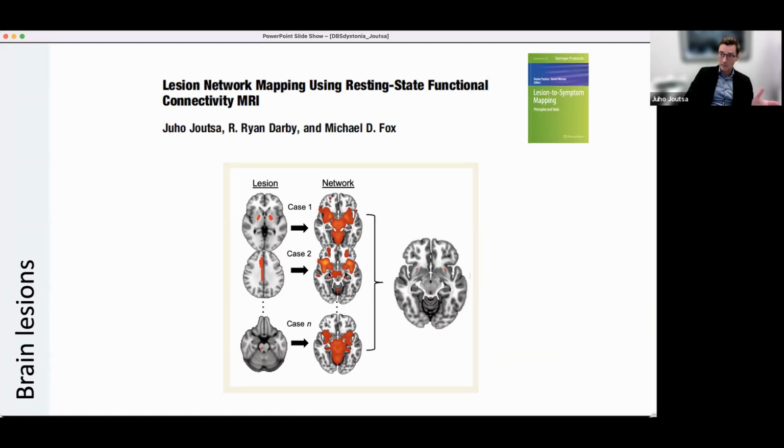This process is repeated for all patients who have lesion-induced same symptoms, and then we can look for commonalities in these lesion networks. If there are regions that are shared by all of these networks, that means that every single lesion that caused this symptom was connected to that spot in the brain, indicating that that location in the brain and its connections, a network defined by connectivity to this spot, is likely to be causally related to the symptom.